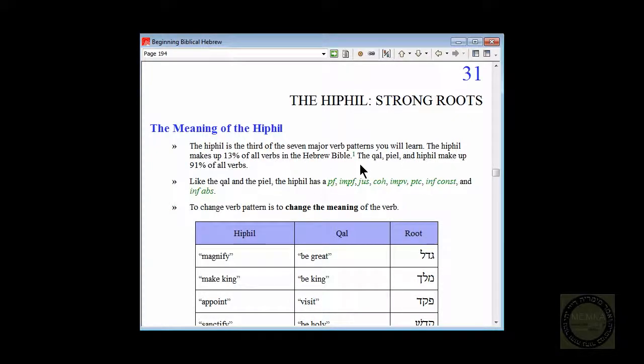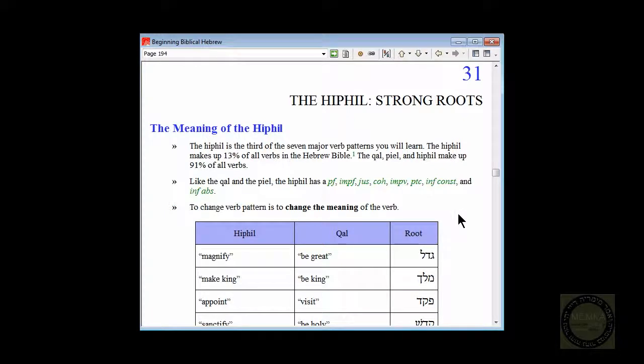So at this point, after this chapter, you will have learned the kal, the piel, and the hifil. And those forms are present in 91% of all verbs in the Hebrew Bible, so that's pretty substantial. Now, the hifil, I think, is one of the easiest verb stems to spot and account for. This is going to be a very brief overview because I've made a separate video on the hifil patterns that will condense this chapter and really show you how easy it is to spot one of these. They're just very definite patterns.